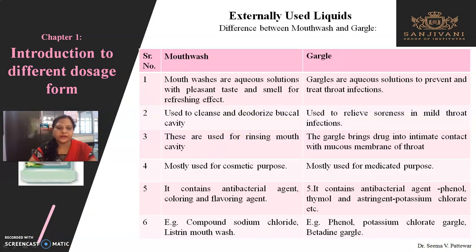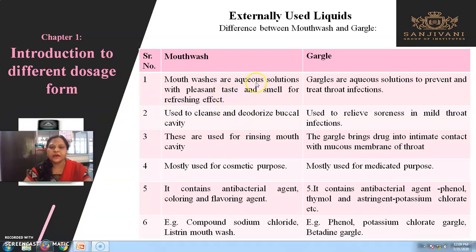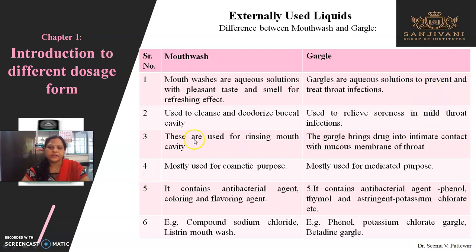Then mouthwash and gargle. Mouthwashes are the aqueous solutions with pleasant taste and smell for refreshing effect. Then gargles are the aqueous solutions to prevent the throat infection. They are used to clean and deodorize the buccal cavity. Then used to relieve the soreness in the mild throat infection. These are used for rinsing the mouth cavity, and these gargles bring out intimate contact with the mucous membrane of the throat. Mostly used for the cosmetic purpose.